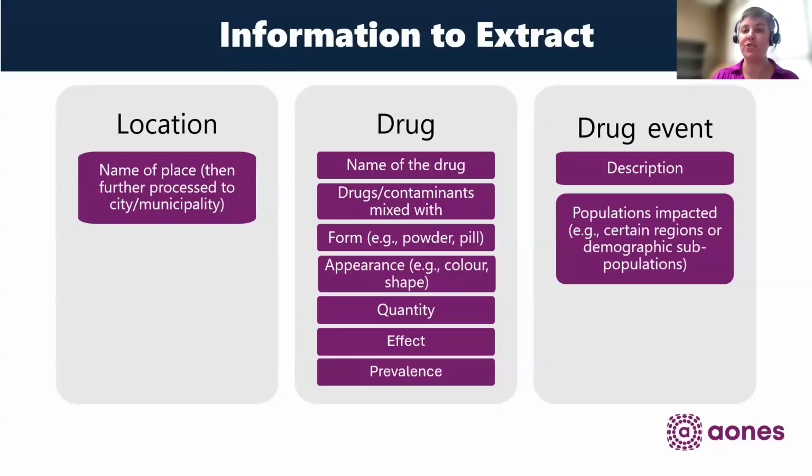Likewise, the core and knowledge advisory groups, as well as League, prioritized which information about the unregulated drug supply needed to be retained from the article's metadata or extracted from the full text of the article. In addition to keeping the article's name, the date it was retrieved by GDELT, and the original URL, three types of information were deemed most critical. One, information about the location discussed in the article. Two, information about the drugs mentioned, including their name, the name of any other drugs or contaminants that might have been mixed with, their form and appearance, the quantity, the effect of the drug, and any information about its prevalence. And finally, information about the drug event and any specific subpopulations affected.